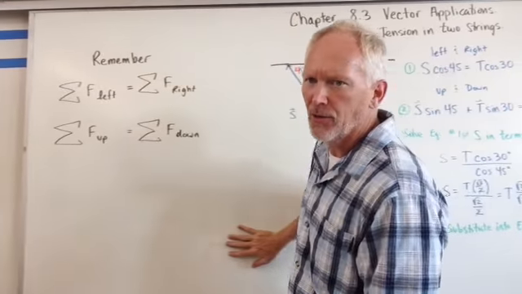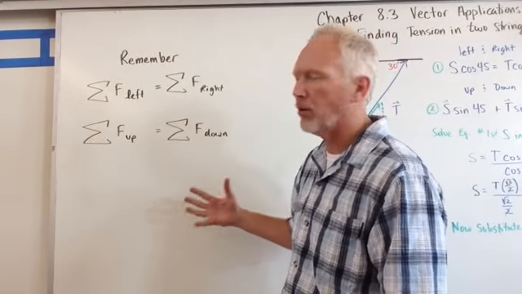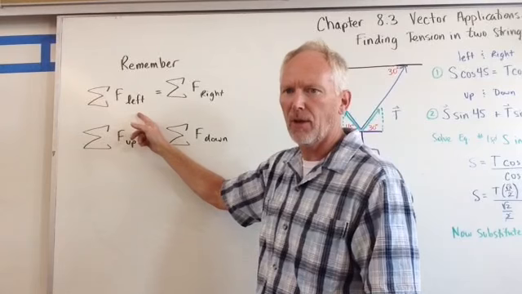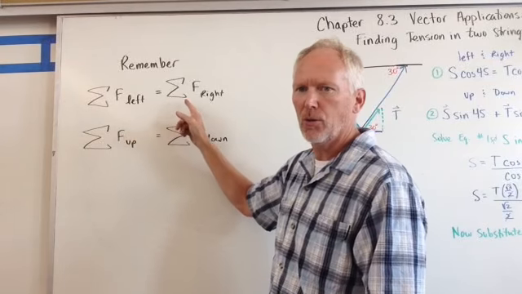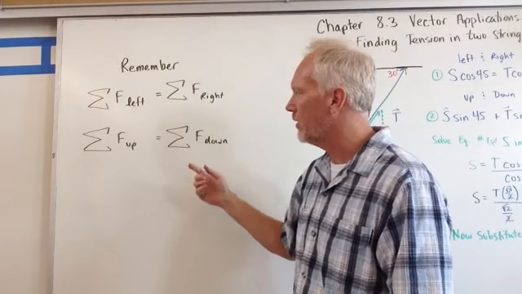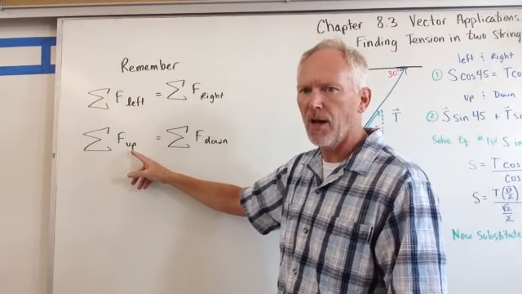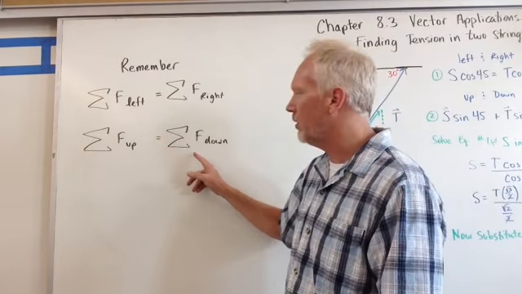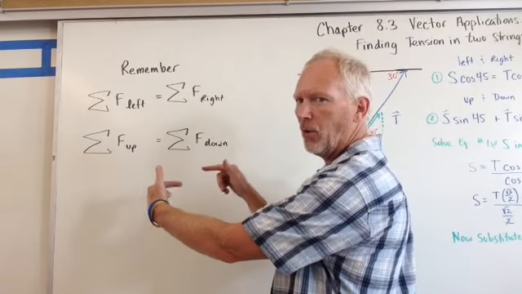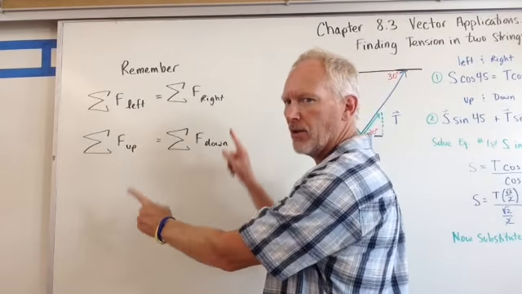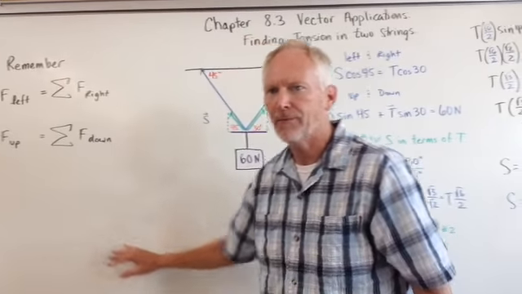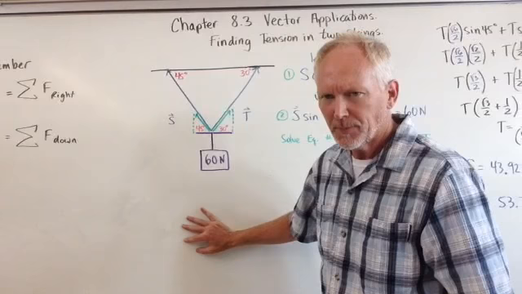Let's recall some basic guidelines about forces. The sum of the forces to the left must be equal to the sum of the forces to the right. This is going to be important to us. The sum of the forces up must be equal to the sum of the forces down. So forces in the X category will be equal to each other, and forces in the Y category will be equal to each other. Alright? So we'll need that. So hang on, here we go.